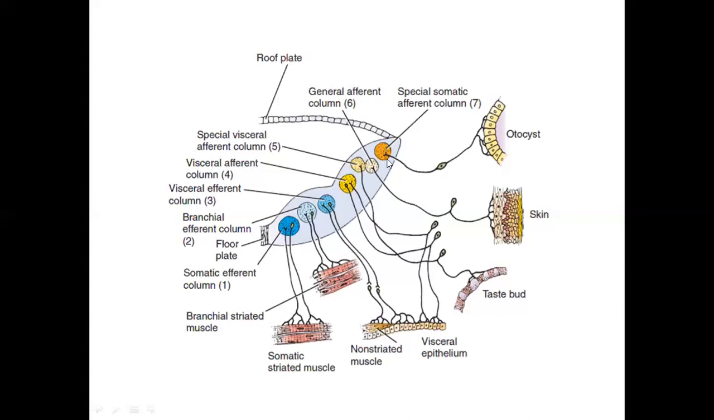Then in the brainstem, we have the special somatic afferent column, which is taking sensation from the otocyst, that is through the eighth cranial nerve. So likewise, because of these basal and alar plates, we have formation of the functional columns of nuclei in the brainstem.